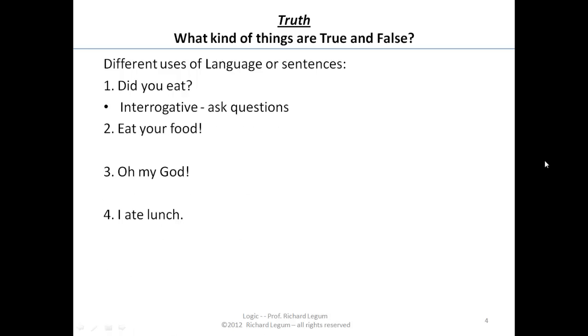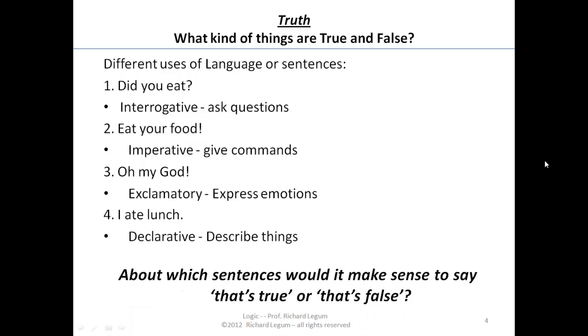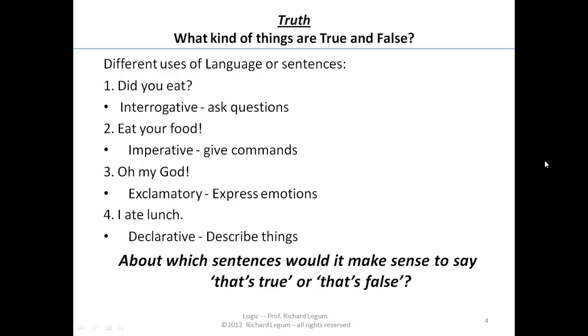Now the first one was what's called in English an interrogative, a question. The use of that kind of sentence is to ask a question, to request, to solicit, to ask somebody to give a response to your question, to help you out with information. Now, the second kind of sentence is a command. It is an imperative sentence. It's used to give commands. And oh my God, we say, is an exclamatory expression. You might say it expresses an emotion. And finally, the fourth kind of sentence that we're looking at is a declarative sentence. Declarative sentences describe the way things are. I ate lunch.